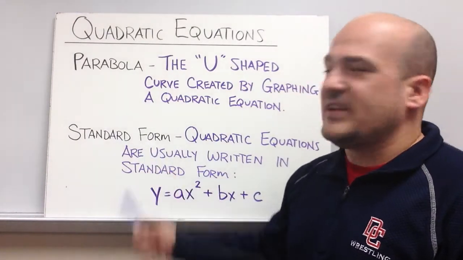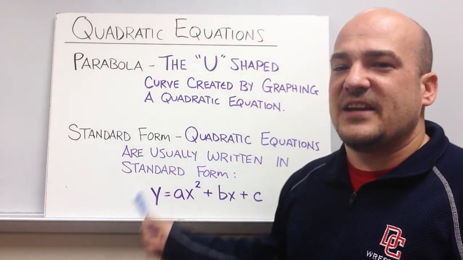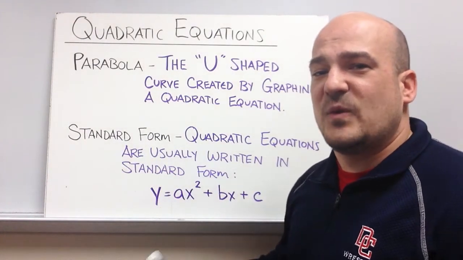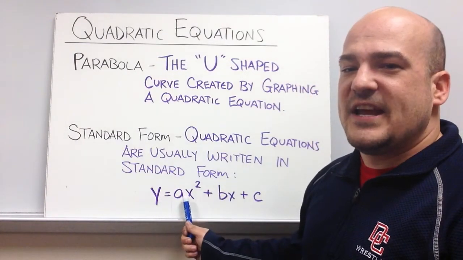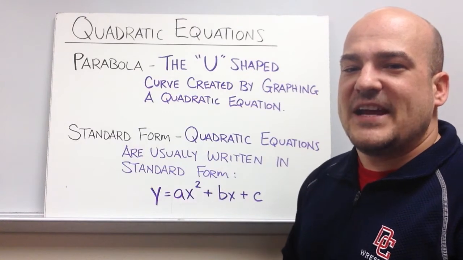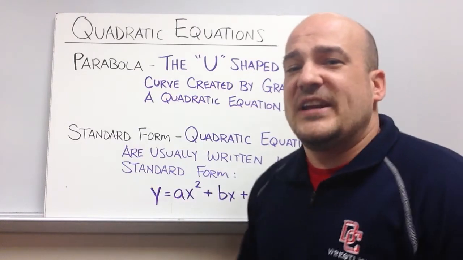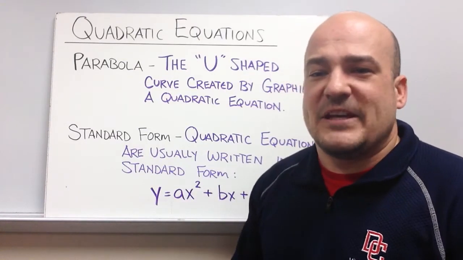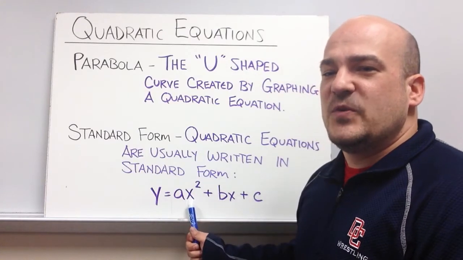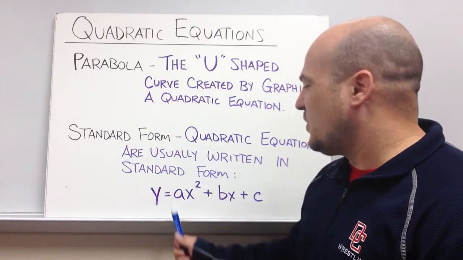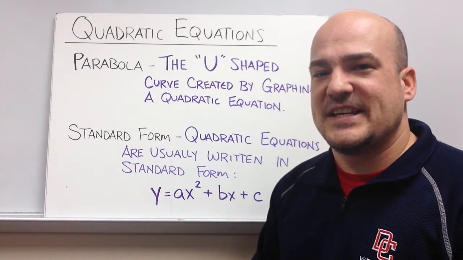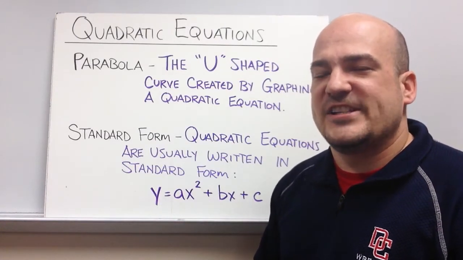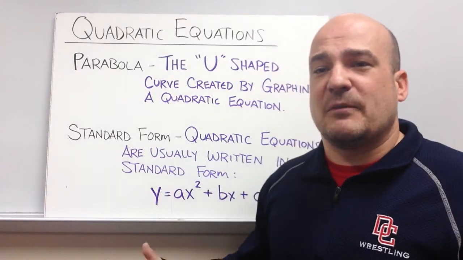Also, we need to know about the standard form, okay? The standard form of a quadratic equation is the form that it's usually written in, and it looks like this: y equals ax squared plus bx plus c. So when we did linear equations, it was y equals mx plus b, okay? But when we do quadratic equations, our formula is going to look like this: y equals ax squared plus bx plus c. So that's just kind of some vocabulary to get out of the way. Let's talk about different parts of a quadratic equation.